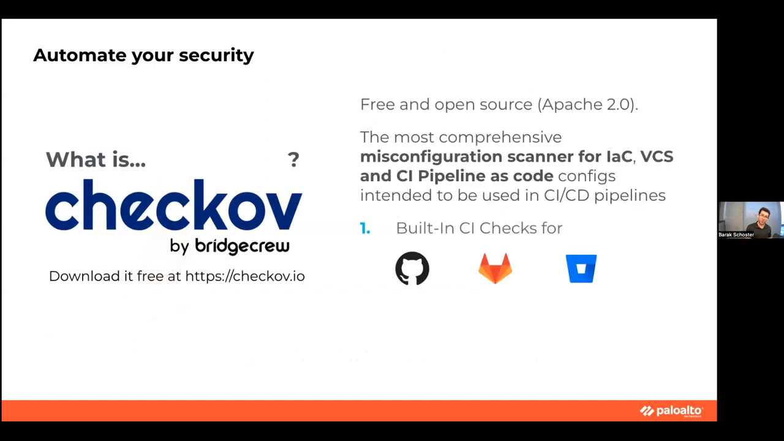And another open source tool that I'm happy to be one of the contributors to is Checkov. So Checkov is really a Swiss Army knife where you can scan a lot of stuff. It was originally built to scan infrastructure as code, but since then it has also expanded to scan the version control system configuration, meaning GitHub, Bitbucket, GitLab, Argo, and to scan the CI pipelines themselves, and to prevent attacks like the pipeline poisoning that we've seen today. It has a bunch of built-in checks for all of those systems, and you can add custom checks too.